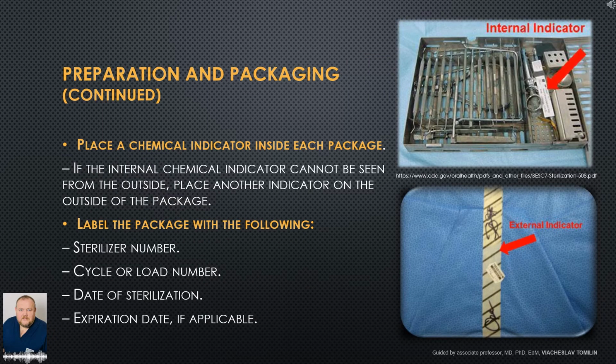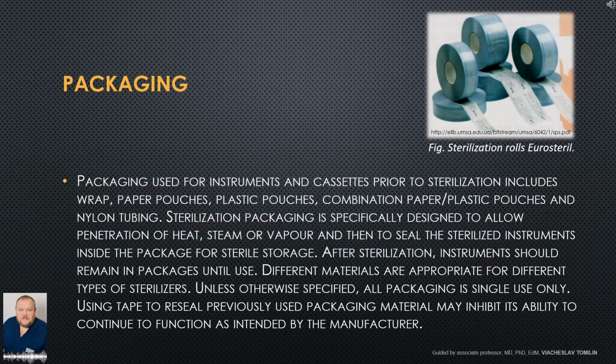Place a chemical indicator inside each package. If the internal chemical indicator cannot be seen from the outside, place another indicator on the outside of the package. Label the package with the following: sterilizer number, cycle or load number, date of sterilization, expiration date, if applicable.